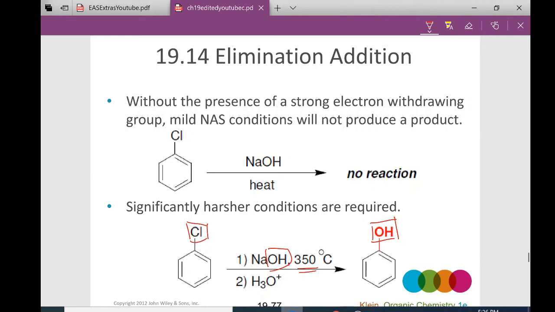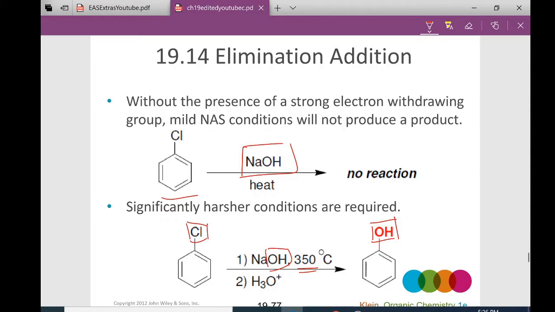Okay, the next reaction I want to talk about is elimination addition. So it's a little bit different from nucleophilic aromatic substitution, and we're going to see why in just a minute. If we do this reaction under normal conditions, where we have sodium hydroxide, like we saw before, at 70 degrees C, with just the chlorine on a ring, we don't have that nitro group on the ring, we get no reaction.